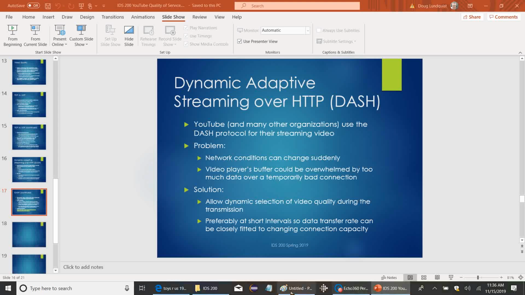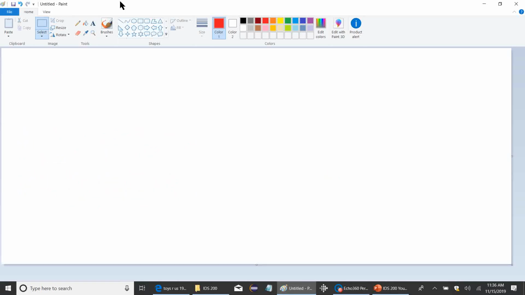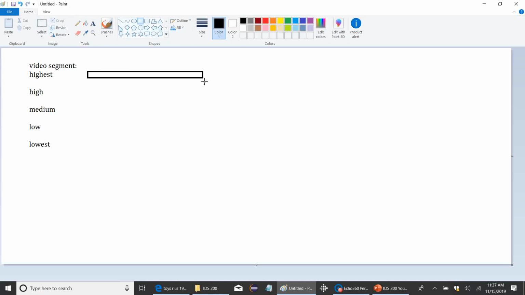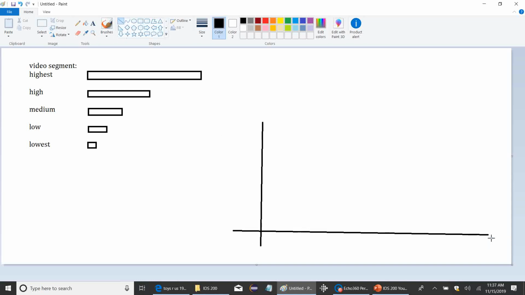So I'll do a little picture here to show what I'm talking about. Imagine number one, let's do this in black. Suppose you have some video segment. You can have it in highest, high, medium, low, or lowest quality. In terms of the data required, maybe the highest quality segment requires this much data, high requires this much, medium this much, low this much, lowest this much. Okay? So then there's you. We're going to make a time graph of what you're doing.